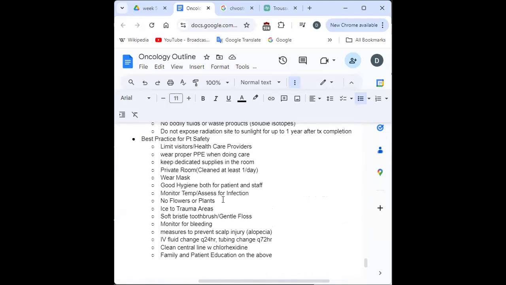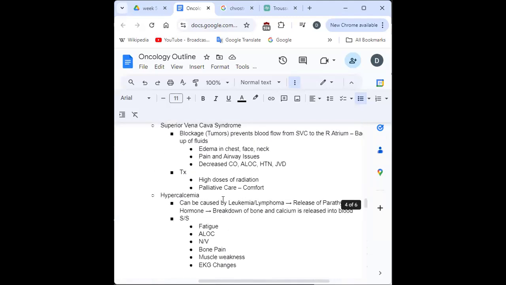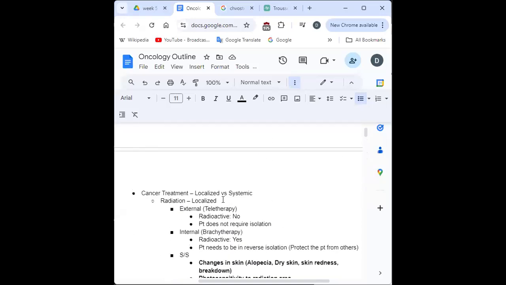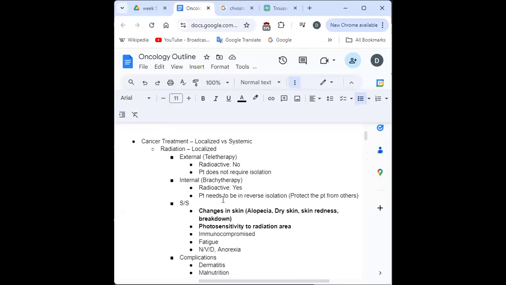Brachytherapy. Yeah, so I believe that's internal, right? That's the little pellet. Sure. Let me see what I have on it.